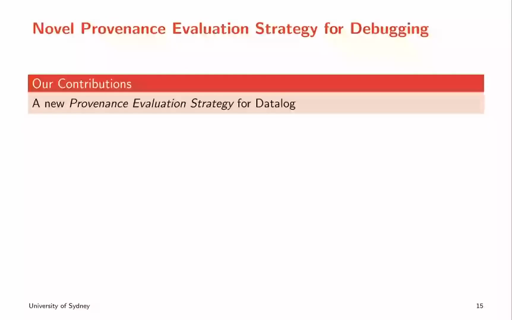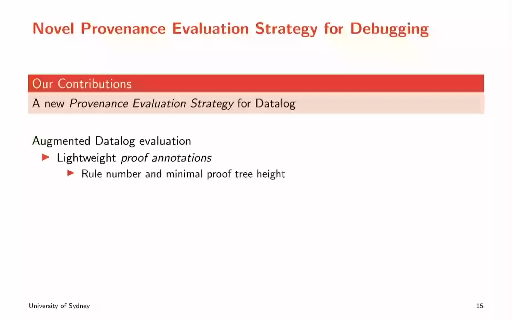So our main contribution in this paper is what we call a provenance evaluation strategy for Datalog. How this works is, during the Datalog evaluation phase, we augment the tuples so that they store what we call proof annotations. For each tuple, we have a number that represents the rule computing that tuple, and a number that represents the height of the minimal proof tree for that tuple.